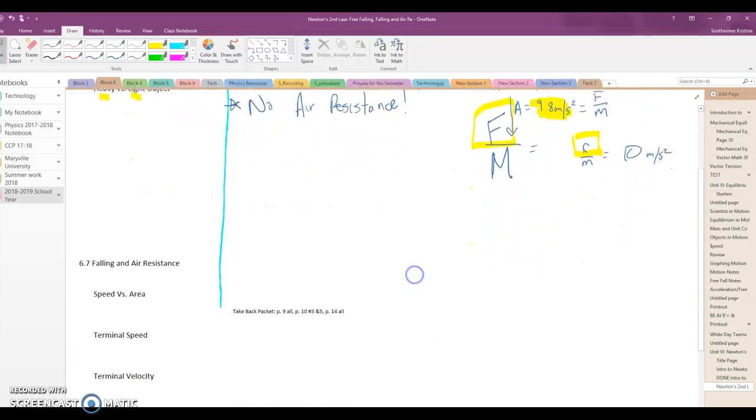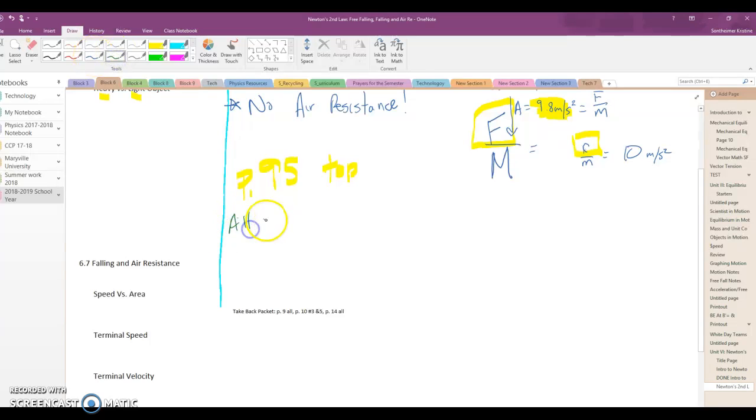Okay? So what about the situation where you actually do have air resistance? So there's a good example on page 95 at the top that kind of walks you through the math here. So I'm going to put a little note here.